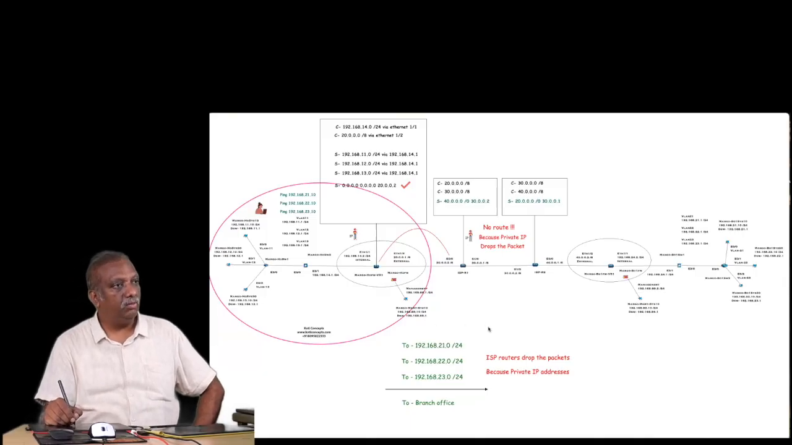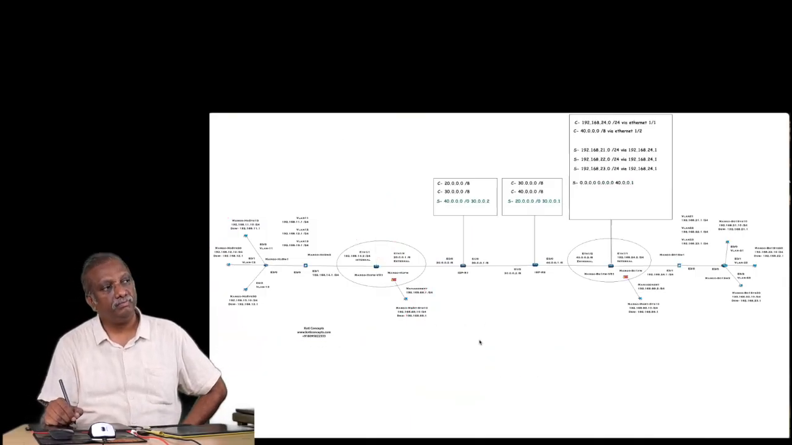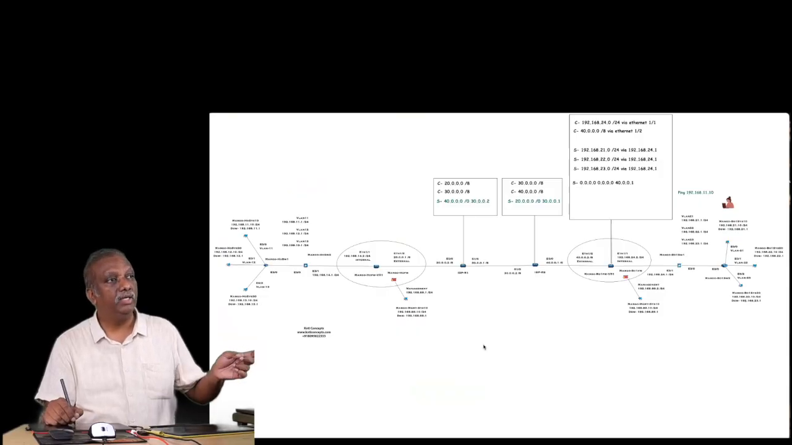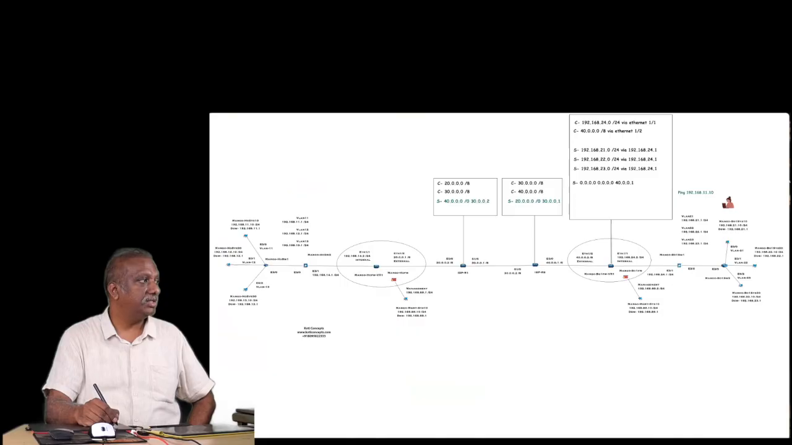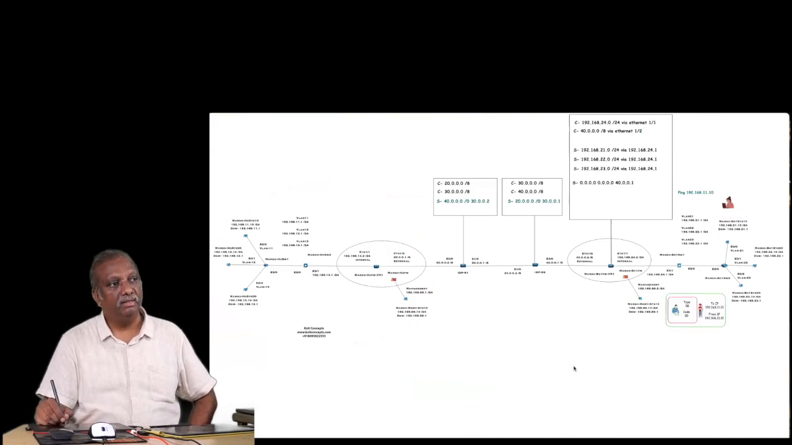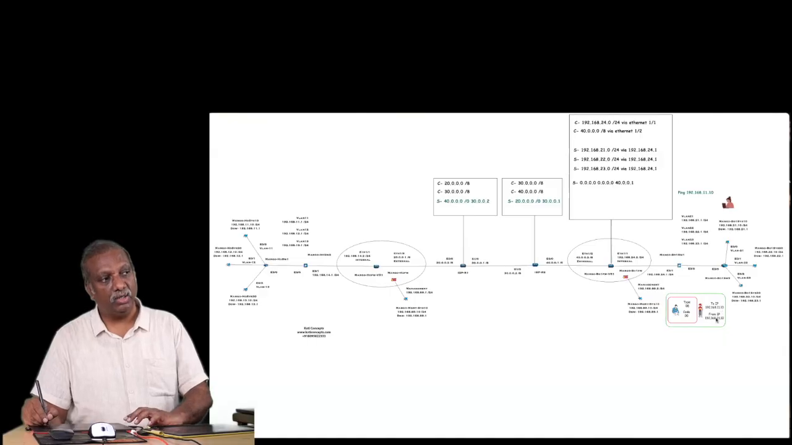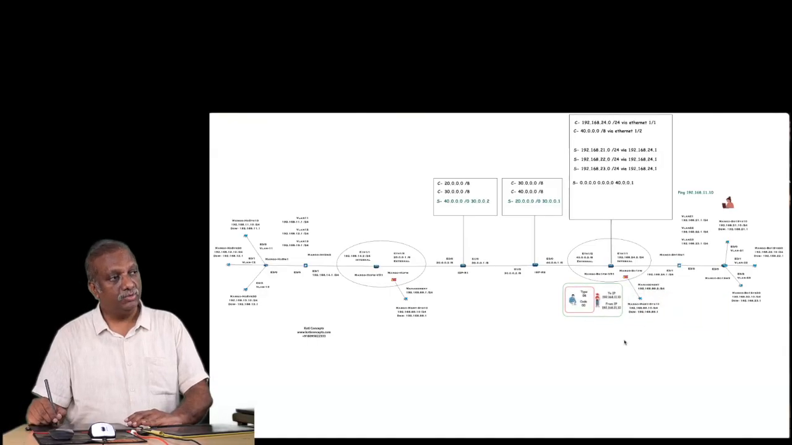Now, let's see what happens on the branch office side. Somebody sitting on this particular system sends a packet to 11.10. That means somebody is trying to send a packet from this system to this system in the head office. Then the packet's to address will be 11.10 and the from address will be 21.10. The packet comes to the firewall here.